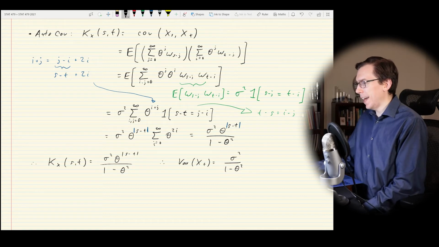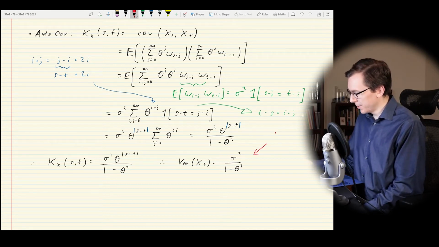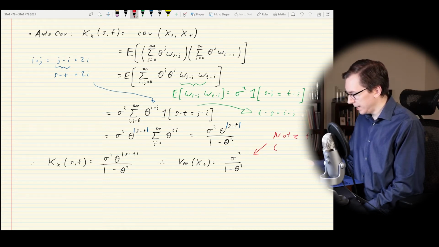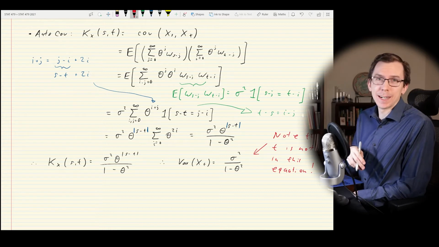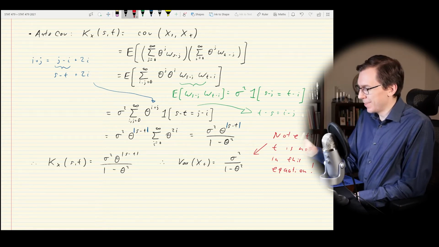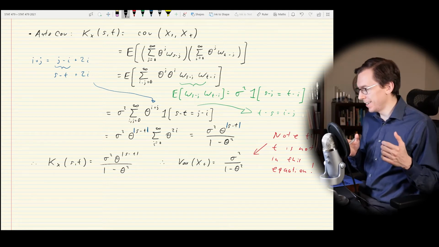All right. And there's something that I wanted to point out here. Note that t is not in this equation. So that is actually going to be really important when we talk about stationarity. Here we have a variance, and the variance does not depend on t.